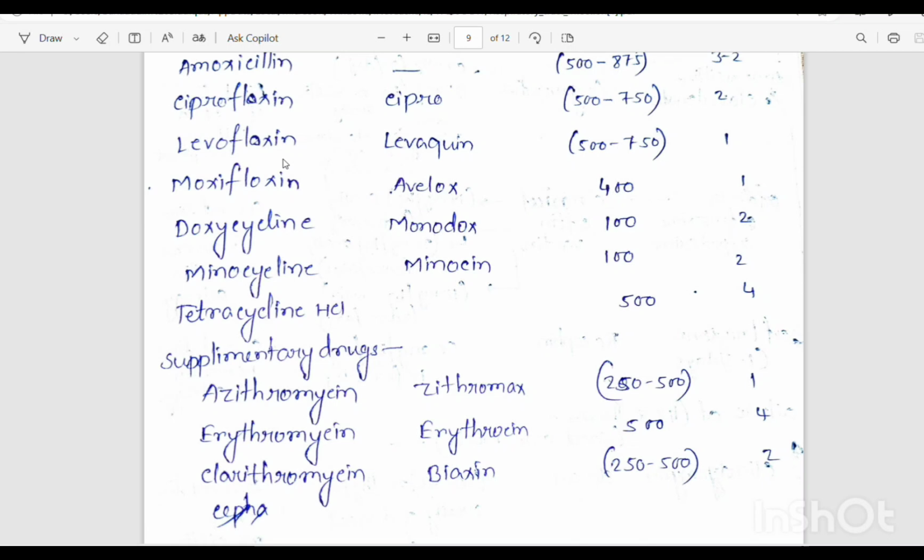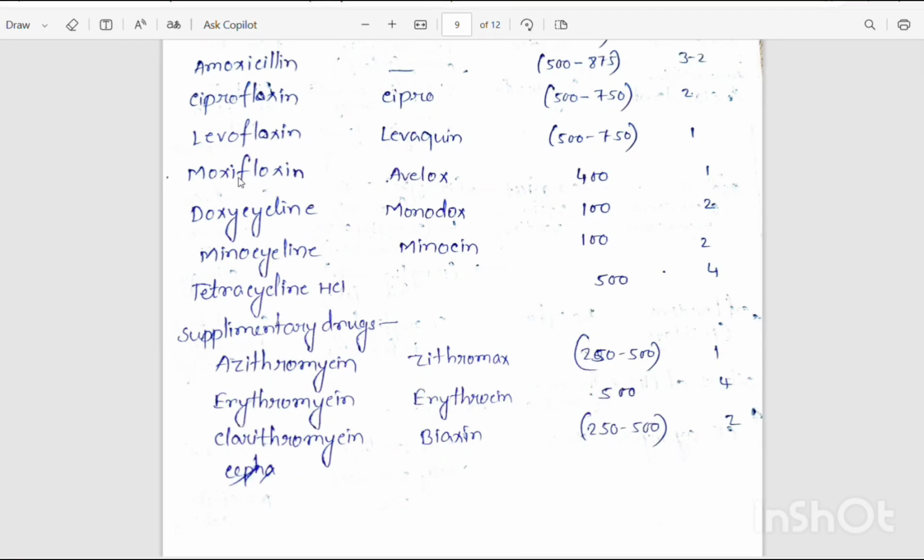The next antibiotic for treatment of bronchitis is levofloxacin. The brand name is Levaquin and the dose is 500 mg to 750 mg. Take once in a day. Then the next antibiotic is moxifloxacin. The brand name is Avelox and the dose is 400 mg. Take once in a day.